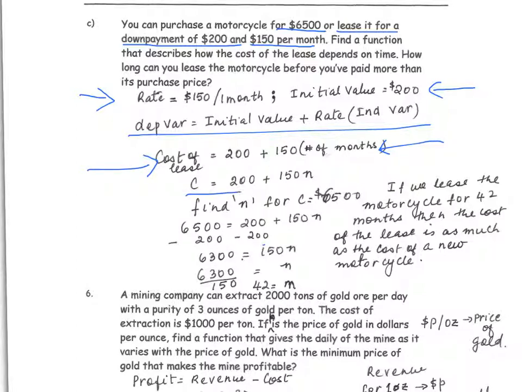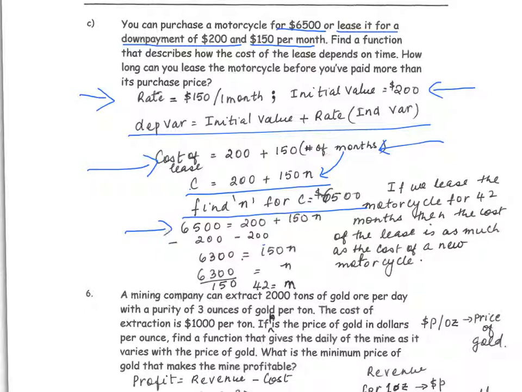So we plug in C for cost. Since this is just a model, we don't need to find out any specific values. We're going to call the number of months equal to N. So C, the cost, is equal to $200 plus 150 times N. So find N for C is equal to $6,500.